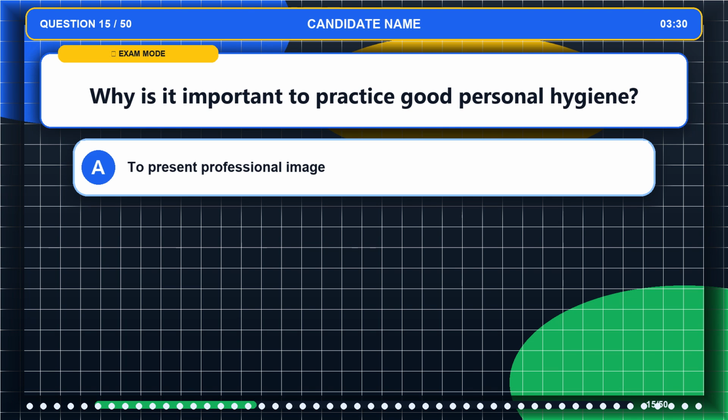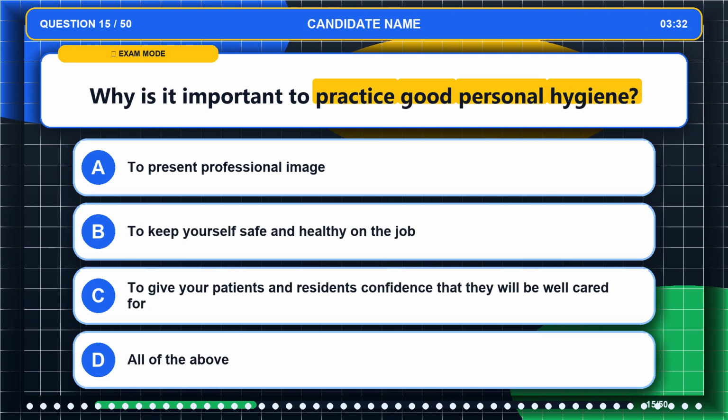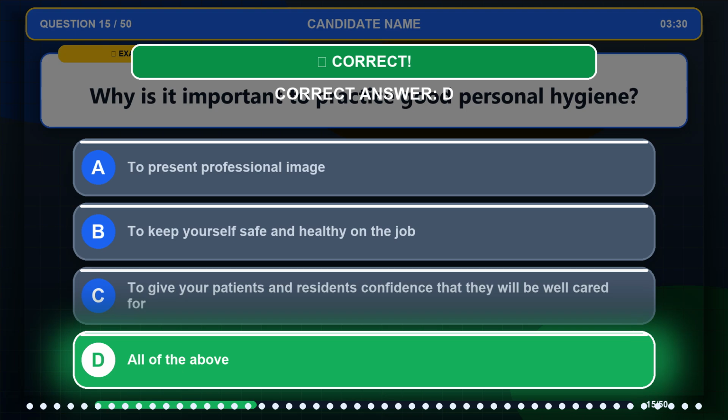Question 15. Why is it important to practice good personal hygiene? Option A, to present a professional image. Option B, to keep yourself safe and healthy on the job. Option C, to give your patients and residents confidence that they will be well cared for. Option D, all of the above. The correct answer is option D, all of the above.